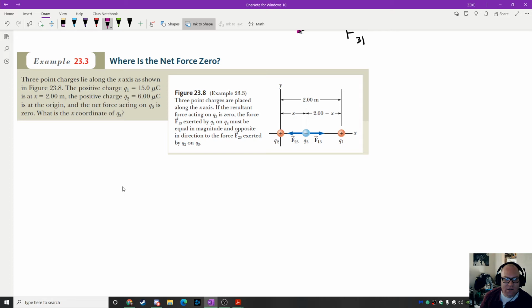Okay? Positive charge Q1 is 15 microcoulombs. It's at x equal to 2 meters here. You can see that here. There's the xy axis. The positive charge Q2 is 6 microcoulombs. It's at the origin. And the net force acting on Q3 is 0. What is the x-coordinate of Q3? So our goal is to basically figure out, as is very common in mathematical problems, what is x?